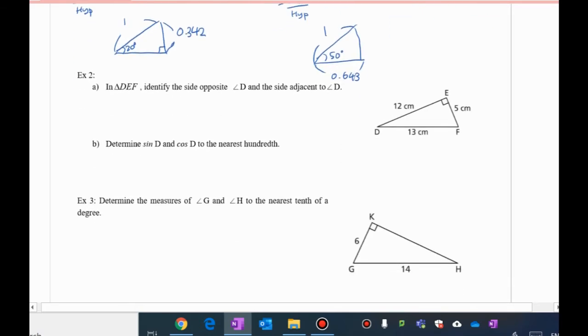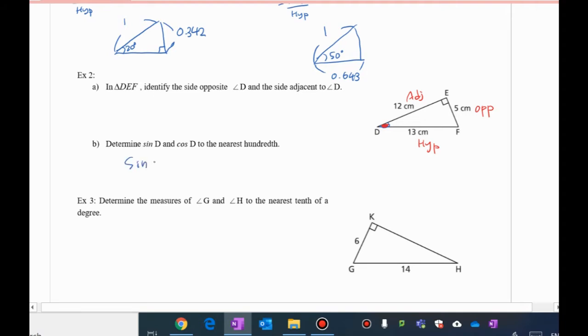In triangle DEF, identify the side opposite angle D. Here's the angle D. And the side adjacent to angle D. Okay, opposite angle, opposite side, facing 5 centimeters. So this is the opposite. And adjacent. So this is adjacent side. And we know this is hypotenuse because this is the longest side, right? Okay, so identify the side. We did it. And determine sine D, cosine D.